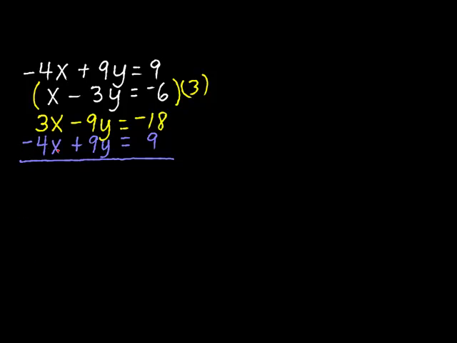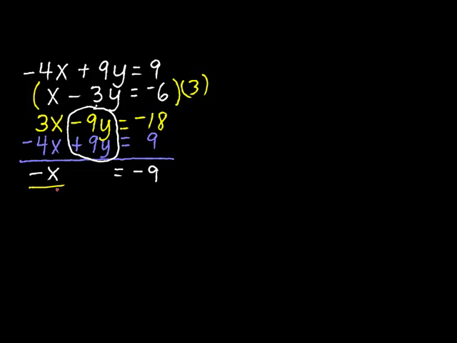3x minus 4x equals negative 1x, or I should just write negative x, right? Negative 9y plus 9y. Well, that was the whole point of doing that, that it ended up with opposites that would cancel each other out. So, yay, it worked. Now I can add together negative 18 and positive 9, and I get negative 9. So negative x equals negative 9.